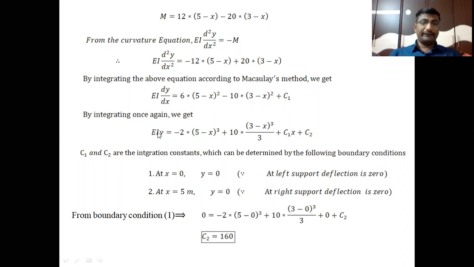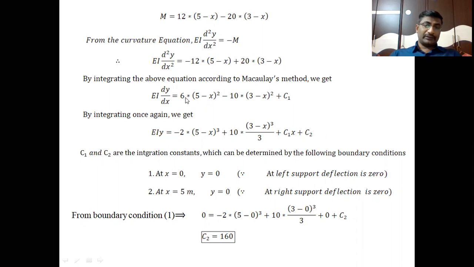After integration, once again we will get on the left hand side EI y is equal to, so integration of 5 minus x whole square. What is the integration of 5 minus x whole square? 5 minus x whole cube by 3 into minus 1. So every time you have to remember that during integration, this whole bracket term is taken as a single term, and while integrating, if minus x is there, the minus sign must be put in front of the expression.